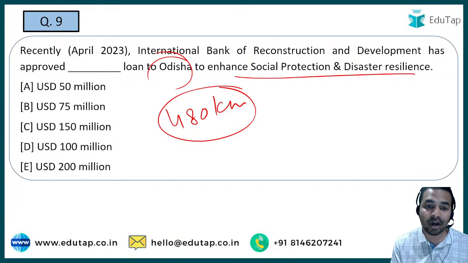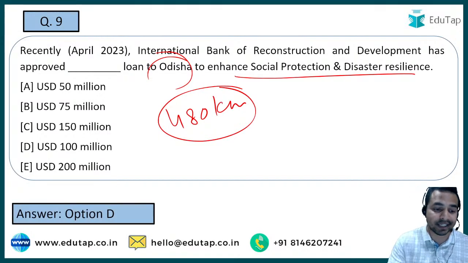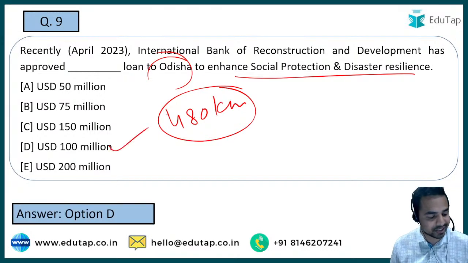That is why such kind of loan amount has been provided by IBRD. And when I talk about the loan amount, that is basically 100 million US dollars. That is the right answer to this question.